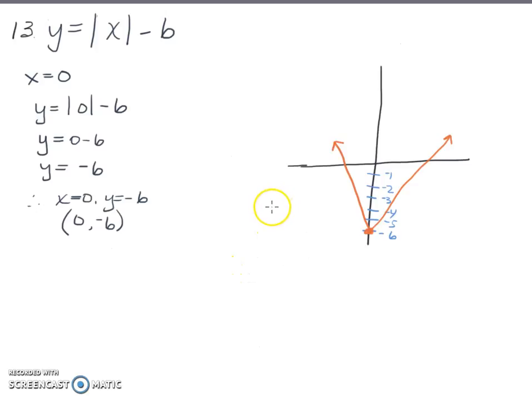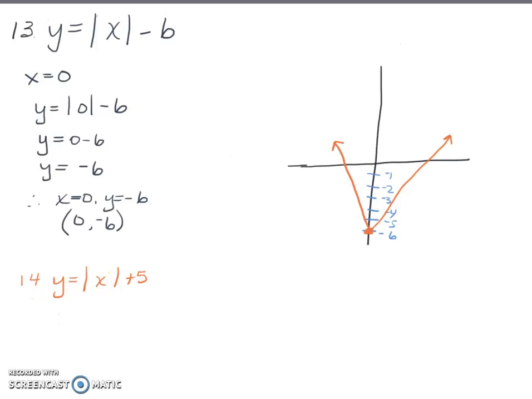So that's number 13. For number 14, where's my thing? Here it is. Y is equal to the absolute value of x plus 5. So what do you think is going to happen? What makes the inside of this absolute value 0? Well, when you only have an x, it's going to be 0.